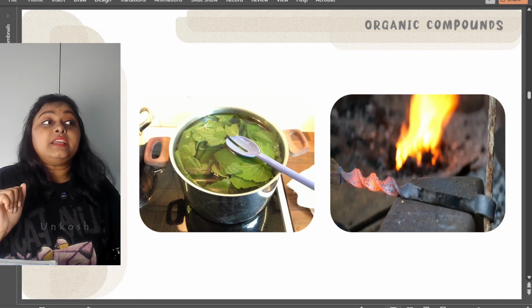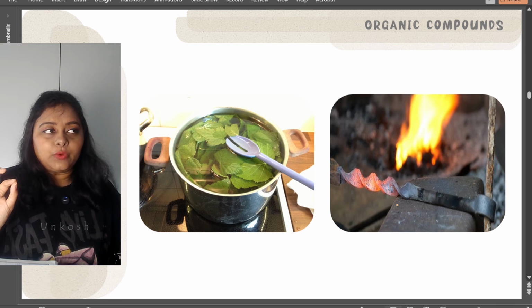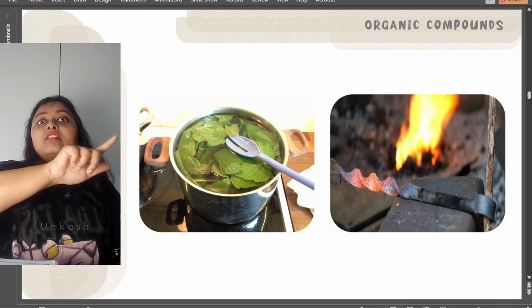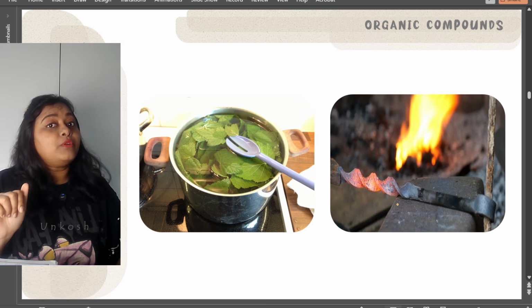Whereas if you take a rod of metal and try to boil it, can you start melting it in the kitchen? No, you won't be able to.